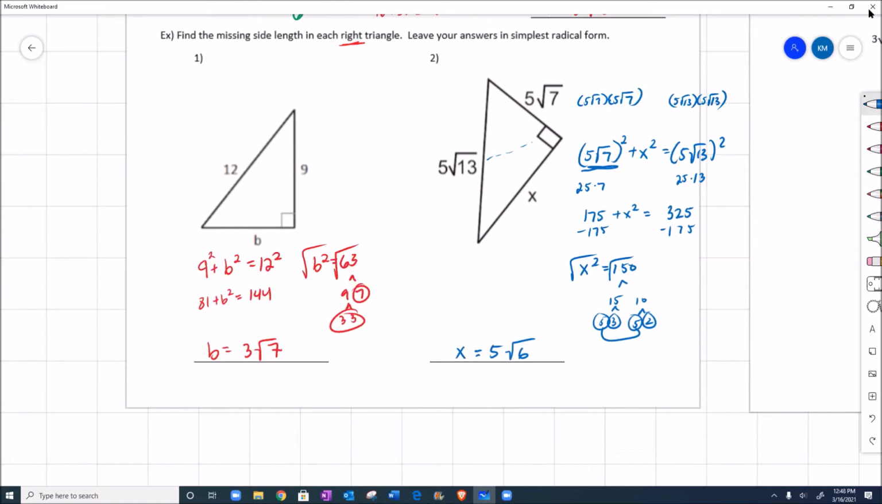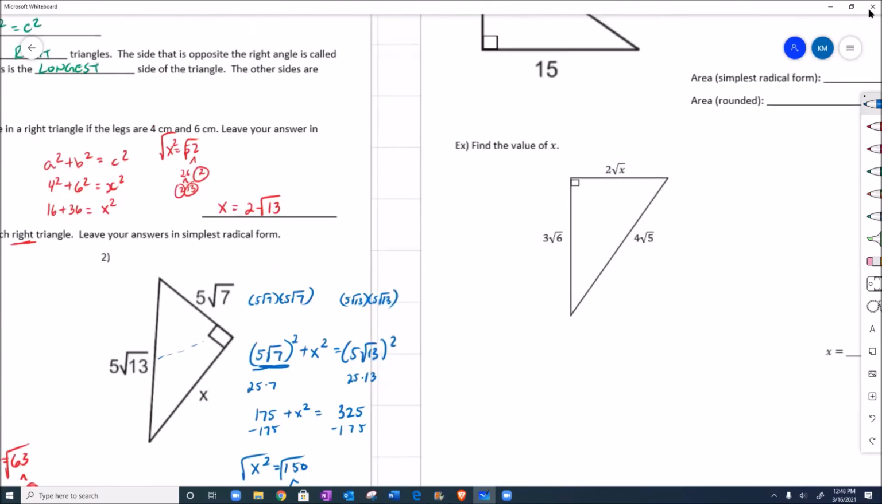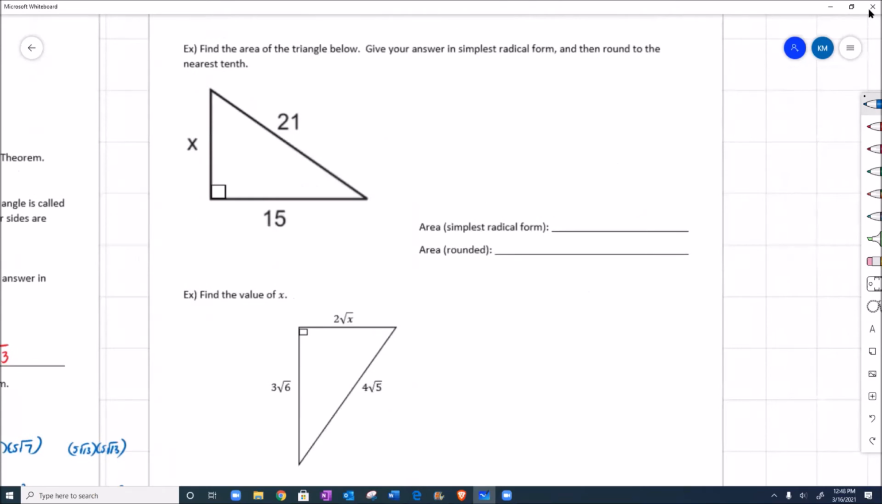On the next page, it says find the area of the triangle below, give your answer in simplest radical form, then round to the nearest tenth. Remember, this is a triangle. The area of a triangle is 1/2 base times height. Hopefully that's information we already know. Then we have a right triangle where we're trying to find this missing side. Our hypotenuse is 21, and the other sides are x and 15. We should be able to use the Pythagorean theorem to find x.